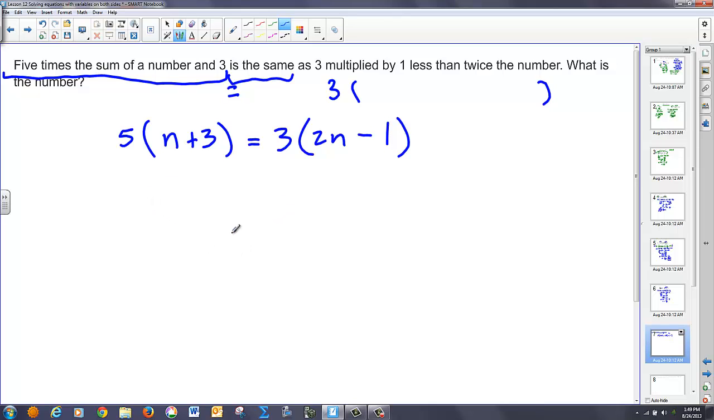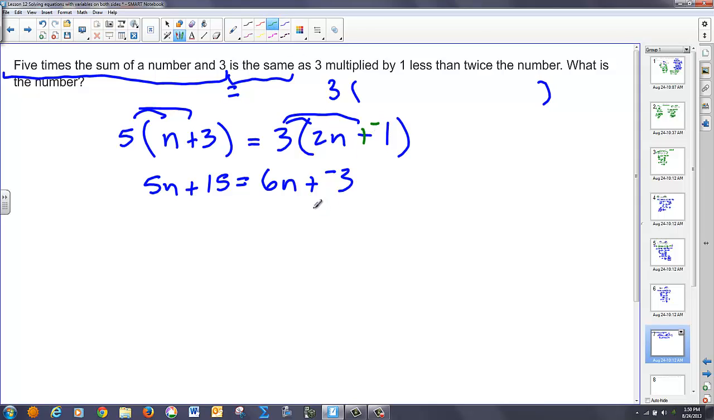So here's our equation. We can take and distribute now. 5 times n is 5n, plus 5 times 3 is 15. 3 times 2n is 6n, and 3 times negative 1 is negative 3. And remember, if you don't see the negative 1 there, you add the opposite. So now I want to keep my n term positive. I'm going to bring this 5n to the other side by adding a negative 5n.